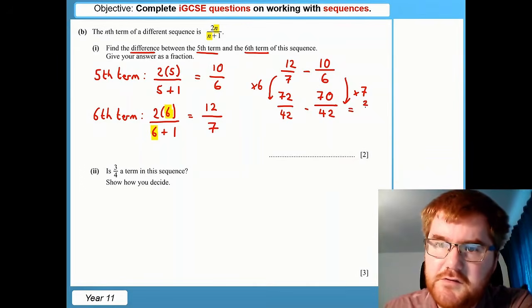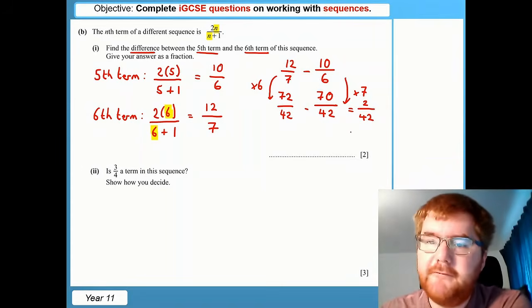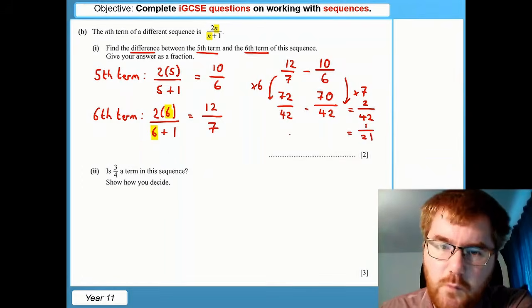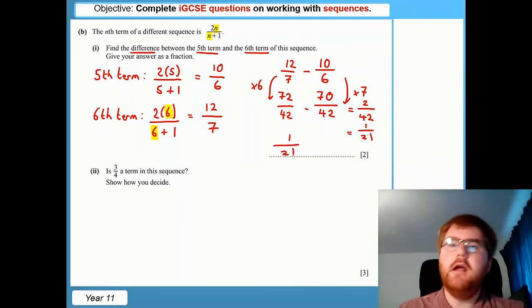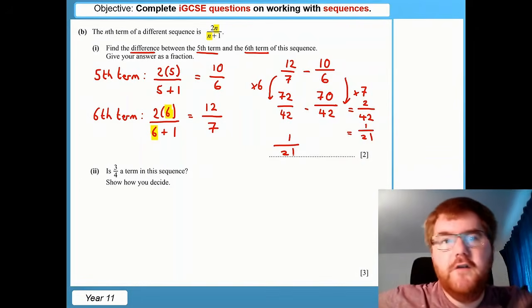That gives us then 2 over 42. Now I'm sure that would be fine for the answer, but again we can simplify this by dividing by 2 top and bottom to get 1 over 21. So our final answer here, and we always want to simplify if we can, is equal to 1 over 21.